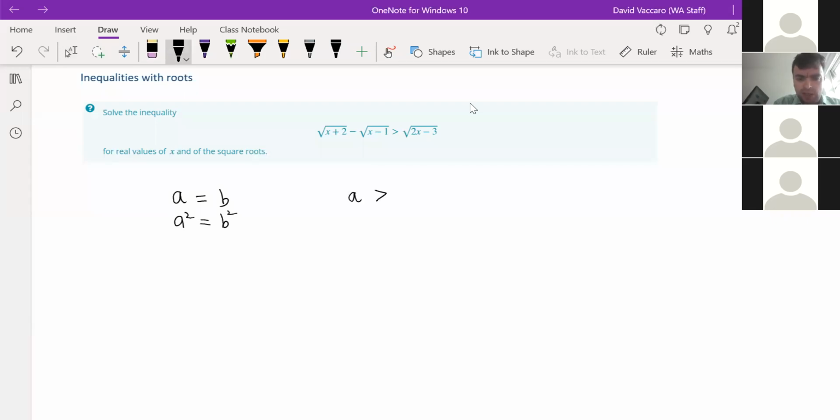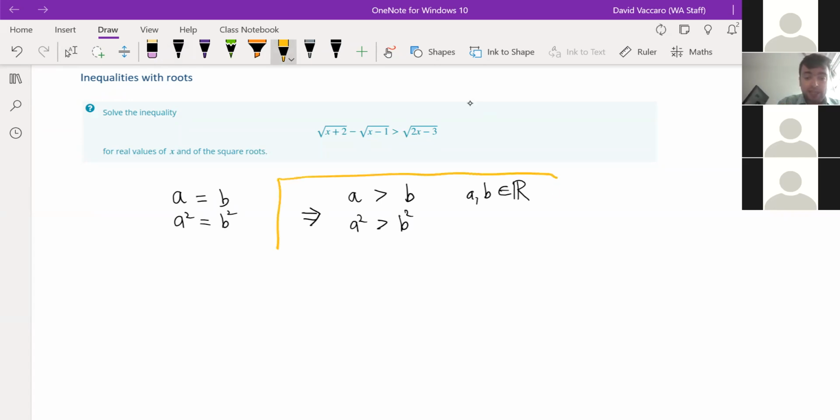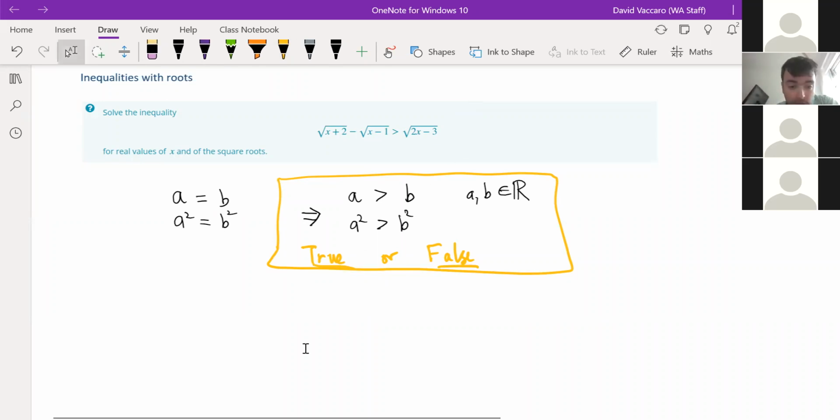So is this statement true? If A is bigger than B and A and B are real, then A squared is bigger than B squared. Now, what I'd like you to do is vote in the chat and tell me if you think this statement is true or whether you think this statement is false. False, good. Right, why are lots of people saying false?